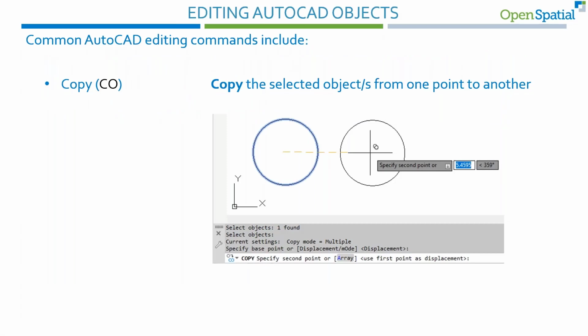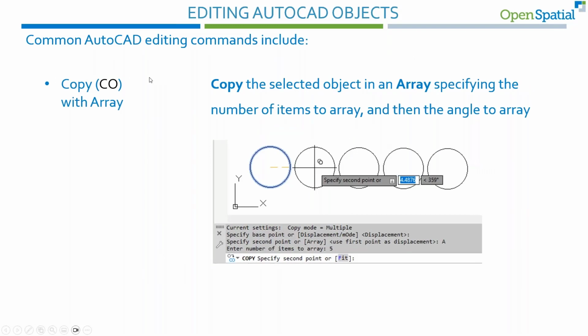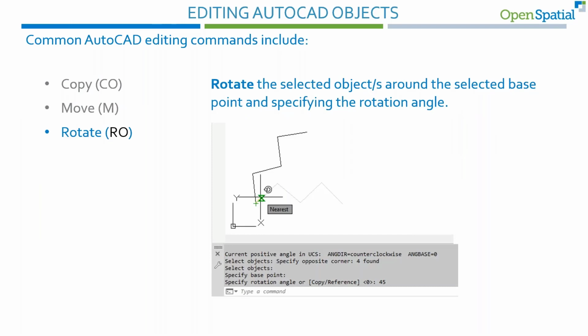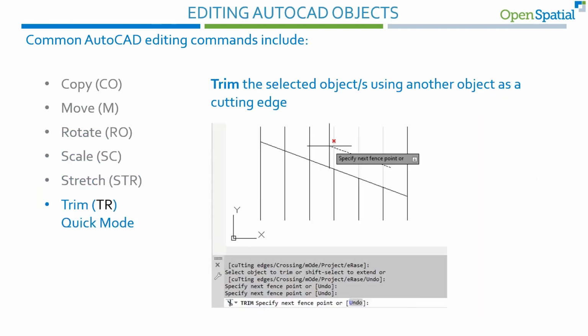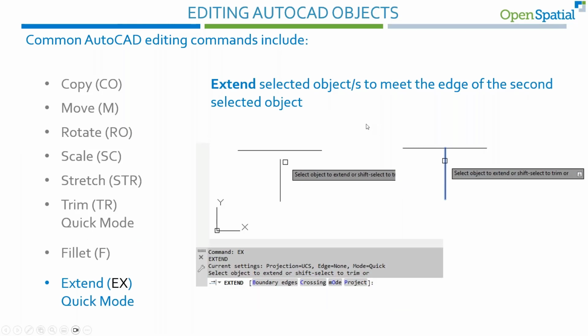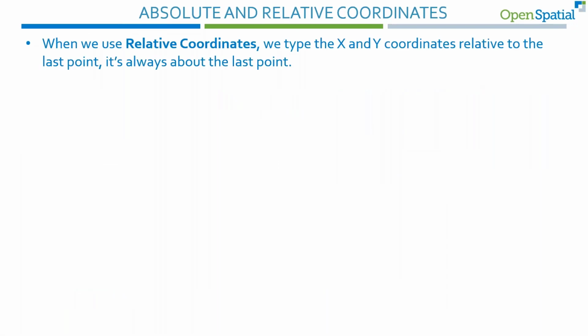Editing AutoCAD objects, so you can copy from one point to another. You can copy with array. So let's say you've got a parking lot and you've got the parking lines that you want to do, so you can draw one and then copy it as an array with the offset. So quite easy to do that. Move from one point to another, rotate, scale, stretch, trim, fillet to a radius. So you want to do straight lines through or as an arc, extend the line to another line. So quite a lot of different functionalities there.